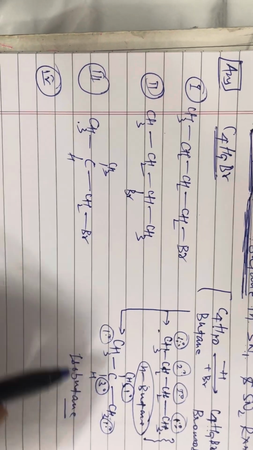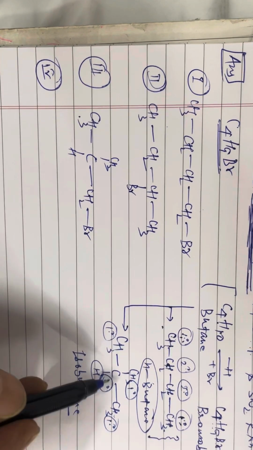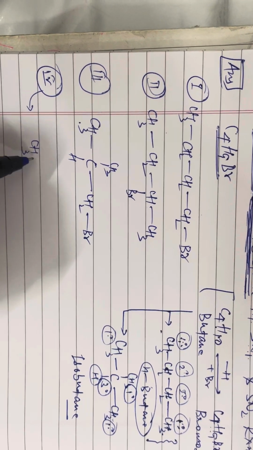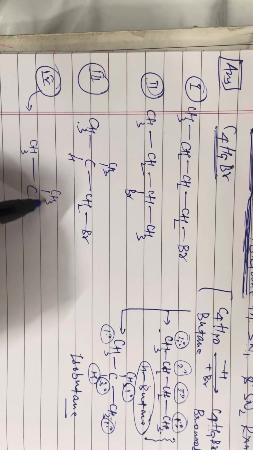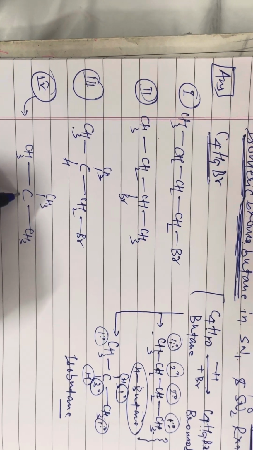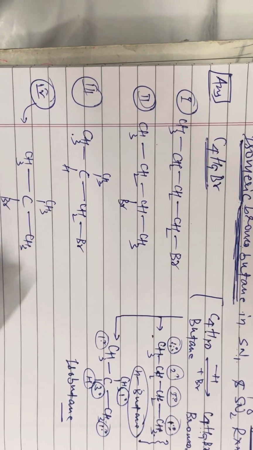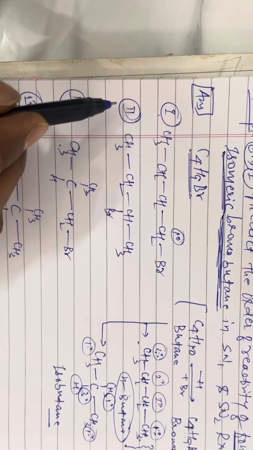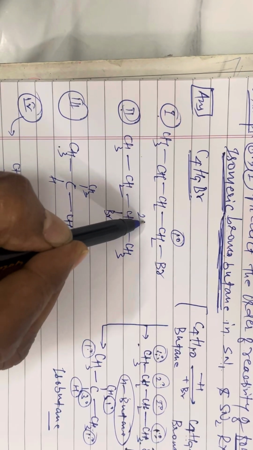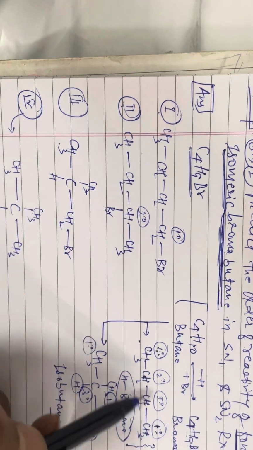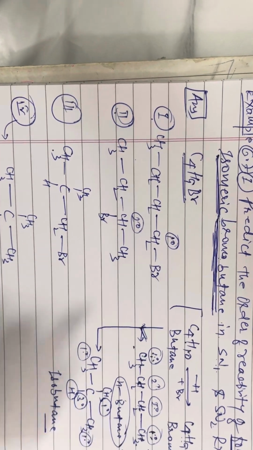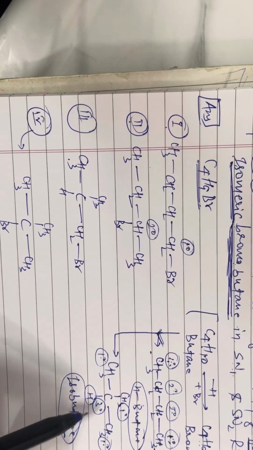The fourth isomer will be at this position, meaning the 3 degree carbon. So the fourth isomer is CH3, CH3 and what? Br. So totally we have 4 isomers. Isomer 1 at 1 degree carbon, isomer 2 at 2 degree carbon. These two isomers we are getting from the straight chain, from the n-butane. The remaining 2 isomers we are getting from the isobutane, the branched one.